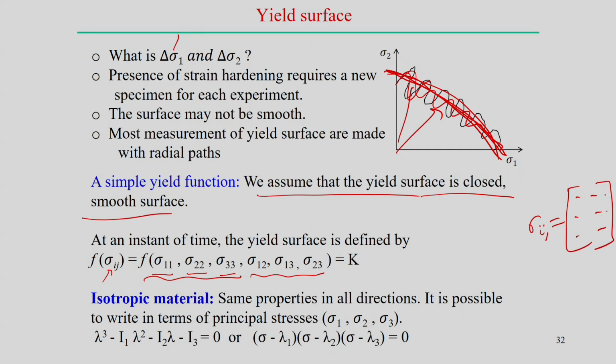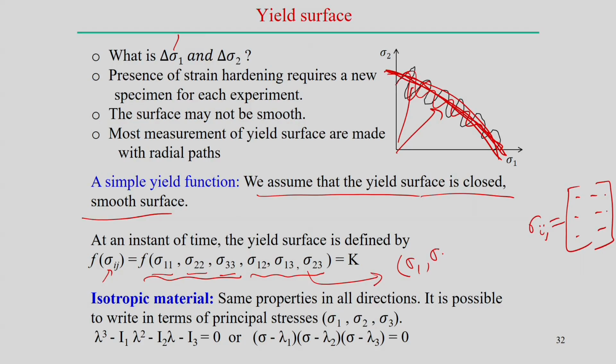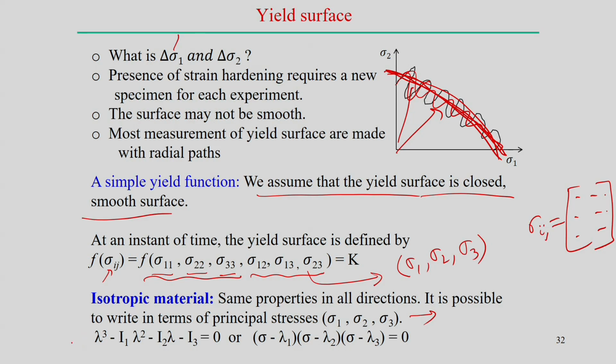Now, if we assume an isotropic material, isotropic material means same properties in all directions. If we assume this, then it is possible to write in terms of the principal stresses. So, once we assume isotropic properties of a material, this functional form is reduced to a function of the principal stresses sigma 1, sigma 2, sigma 3. So, as a function of the principal stresses, we can find out the principal stresses.